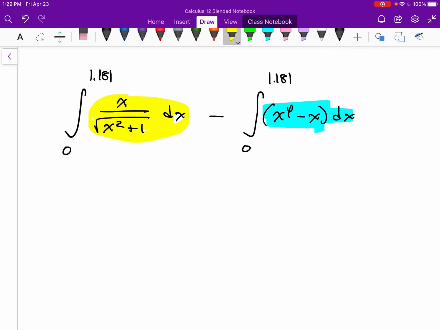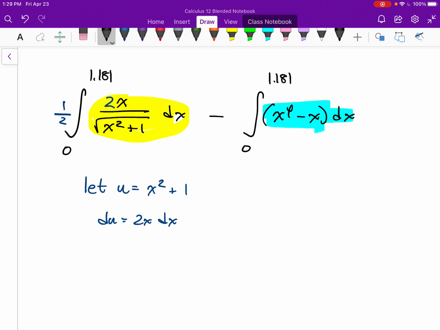I want to say let u equal, I'm going to assume x squared plus 1 is the inside function, therefore du will equal 2x dx. And the good thing is I can see the x, the dx, I just got to put a 2 there, put a 1/2 here, and it's all balanced out. So yeah, I can integrate this fairly nicely now.